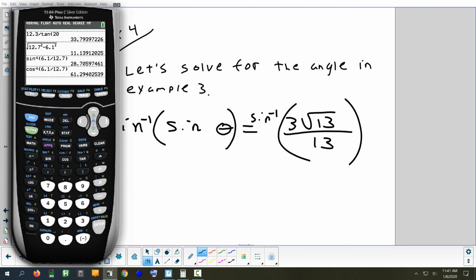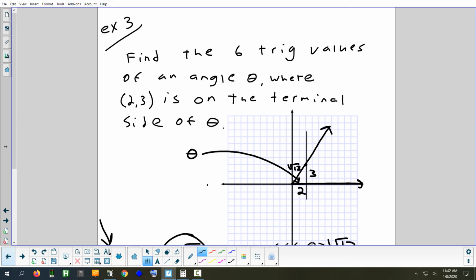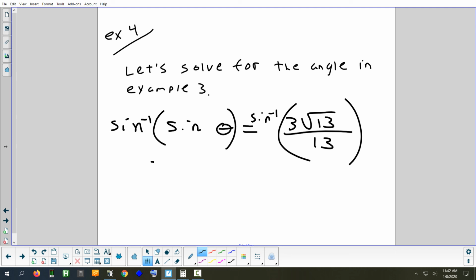So second inverse sine, 3 square roots of 13 divided by 13. Don't think I need any parentheses in there. It should work out okay. Yep, 56.31. Now, go back and look at my drawing. Yeah, looks reasonable. 56.31, it's a little more than halfway. And that's the size of the angle, 56.31, roughly.